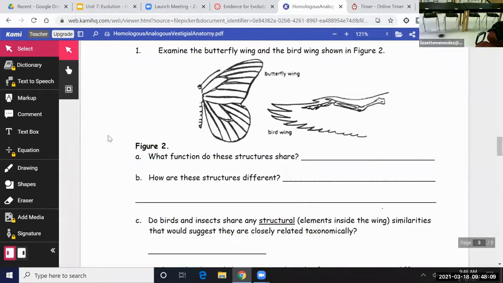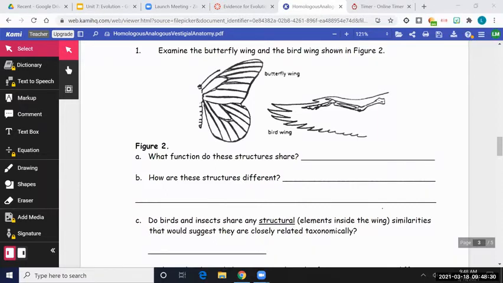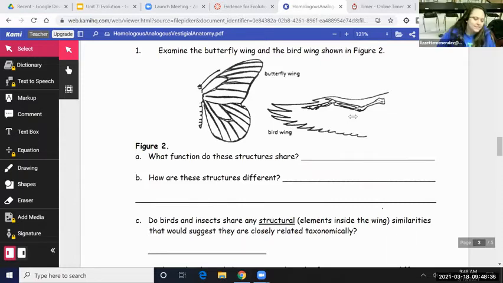So again, you're the only ones in here, so let me know in the chat what you think. So we looked at these two structures, the bird wing and the butterfly wing. So what function do these structures share? What do they both do? Fly. Yes. Fly. All right, so then tell me how they look. How do they look structurally different? They both do the same thing, but how are they structurally different?